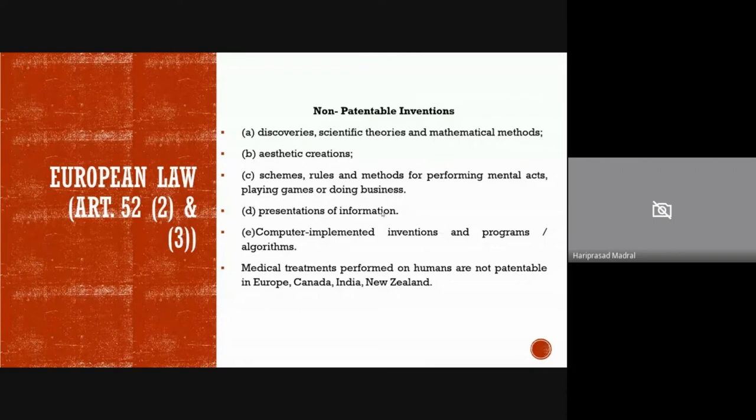Then computer implemented inventions, programs and algorithms. Here, software programs and algorithms cannot be directly patented according to European law. In the United States, they can be patented, but they are presented as a part of a system and as a part of a process, and they are patented. Again, in the prosecution of that particular invention, it has to go through a different set of examiner interviews and examiner remarks. Then only the software, algorithm or program patents are filed and granted in the United States.